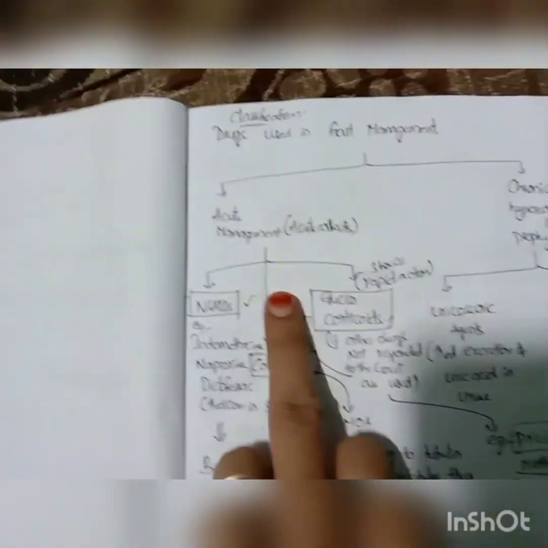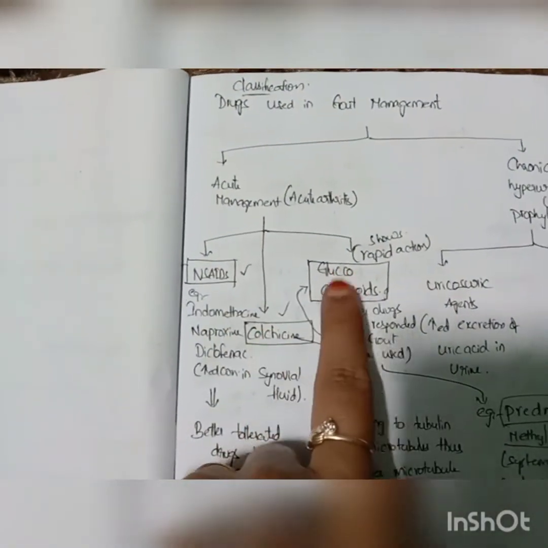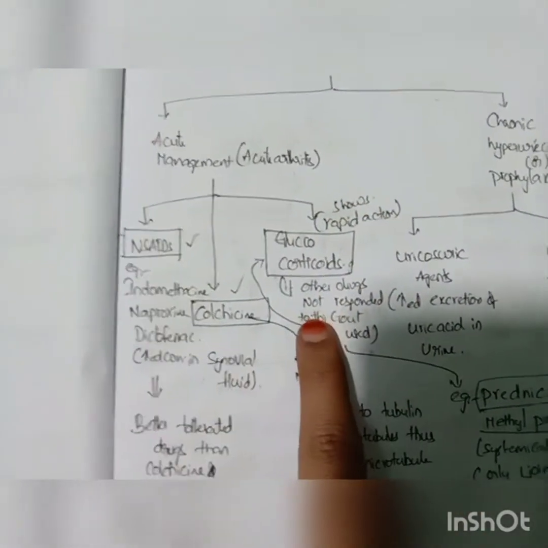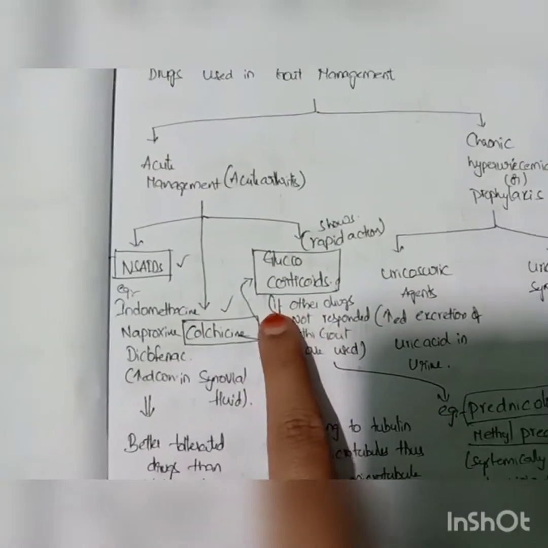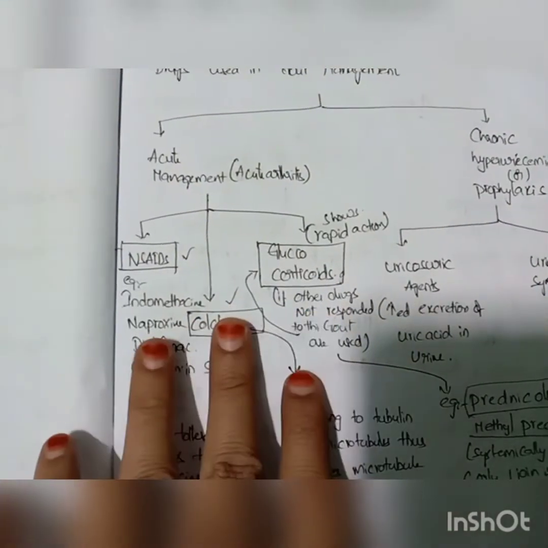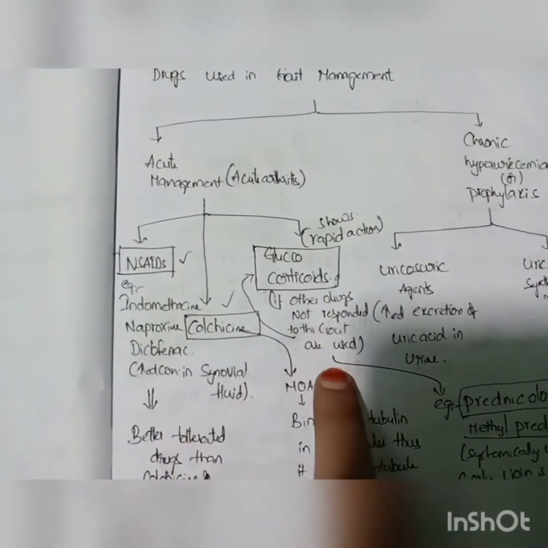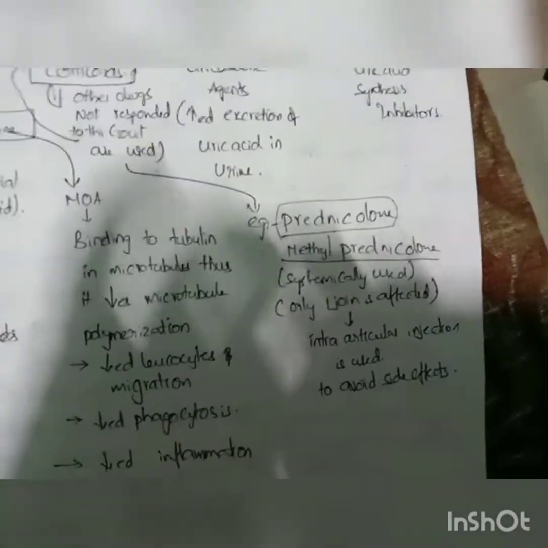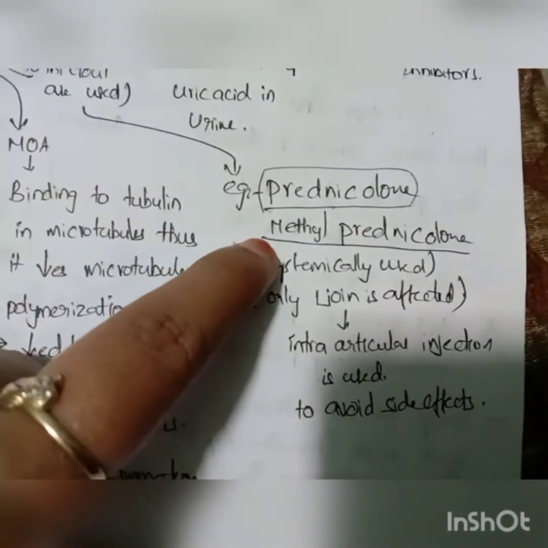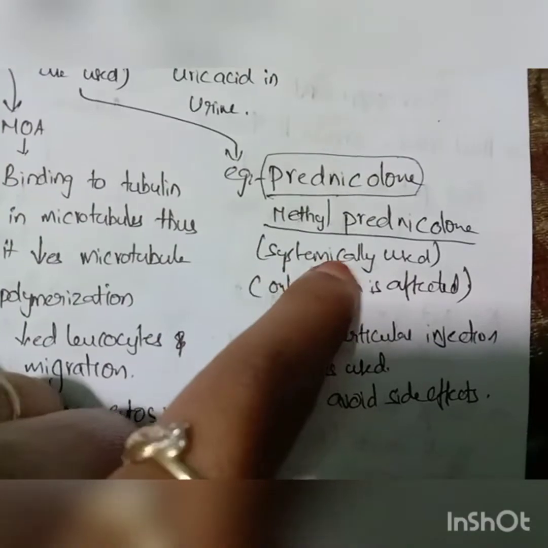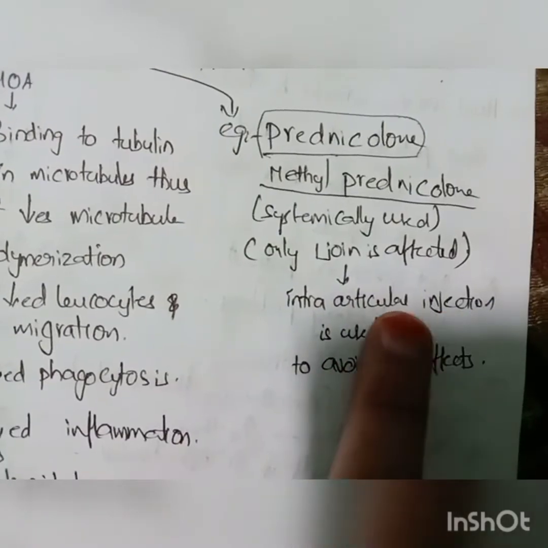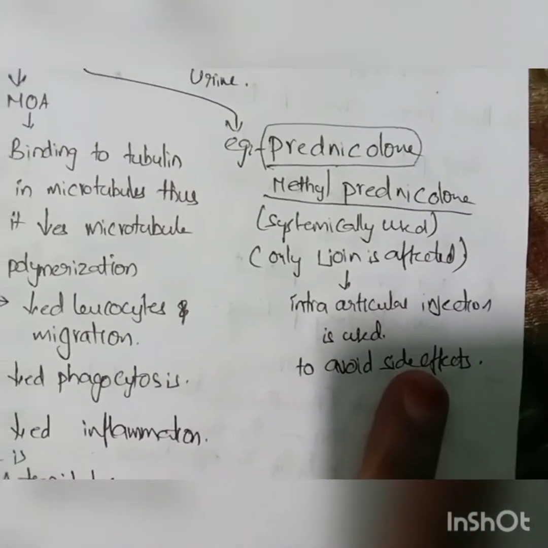Coming to the next class, NSAIDs we have seen, colchicine we have seen, and one more is glucocorticoids. These are the drugs which show rapid action. If other drugs, NSAIDs or colchicine, do not respond in that particular patient, then glucocorticoids are given. Some examples are prednisolone and methylprednisolone. They are given systemically, and when a particular joint is affected, they are given by intra-articular injection to avoid the side effects.